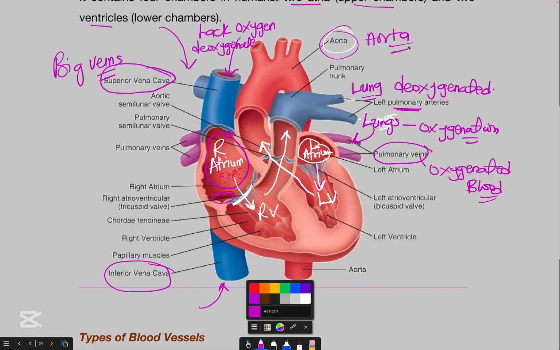That is the blood vessel. The aorta is a big artery. You should take note of that. The aorta is a big artery.